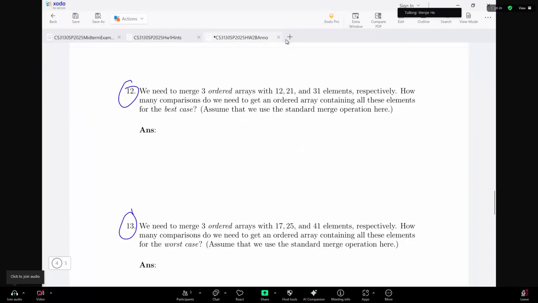Number 12, for the best case, you need to use this minimum formula, minimum of m, n. For the worst case, you need to use this m plus n minus 1 formula.